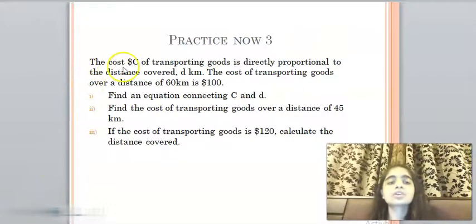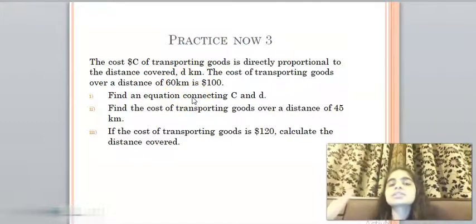The cost $C of transporting goods is directly proportional to the distance covered d kilometers. So what does this mean? That as your distance is increasing, your cost will increase. So the cost of transporting goods will increase with the distance. The cost of transporting goods over a distance of 60 kilometers is $100. So it has given us two values, one for the distance, and for that distance the cost is $100.